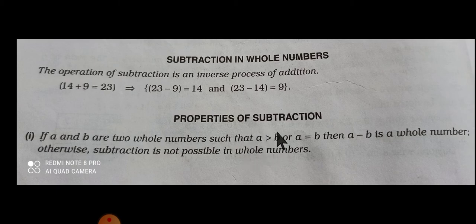It means when you have any two whole numbers, two conditions should be there. The first whole number is greater than the second, or both are equal. Then the result a minus b will be a whole number. When you subtract the second number from the first number, the first number must be greater, then our result will be a whole number. Otherwise, subtraction is not possible in whole numbers.